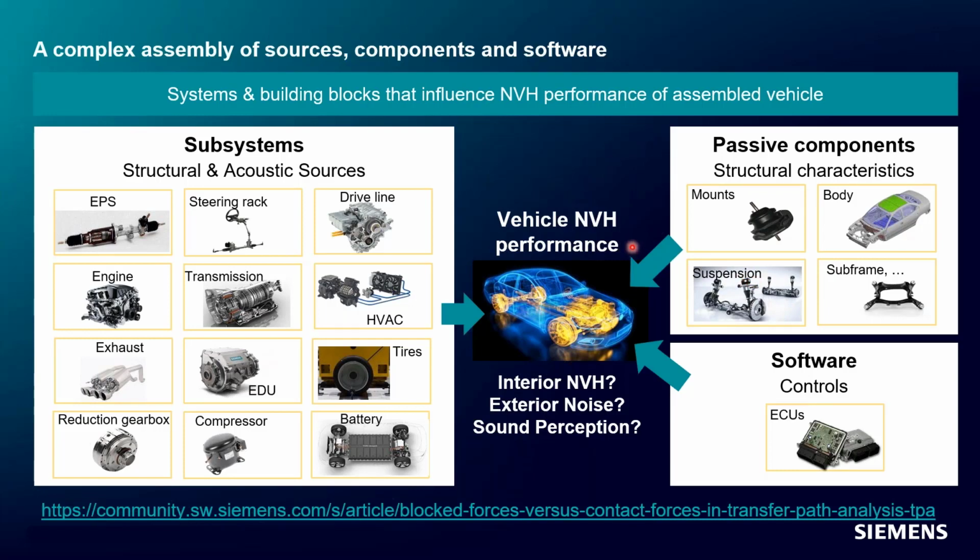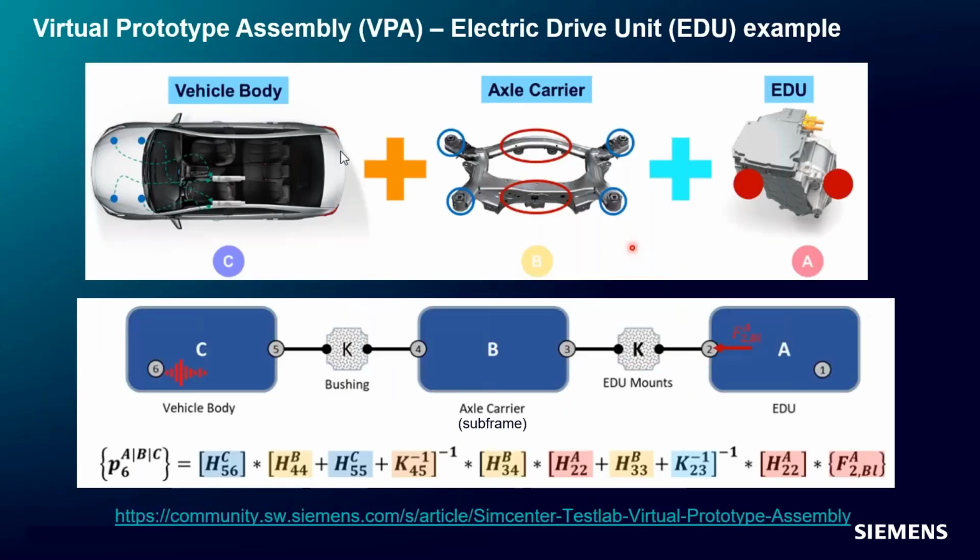To further emphasize this point about virtual prototype assembly, let's take an example of an electric drive unit. Say you want to mount an electric drive unit on a subframe or an axle carrier at these two mounting points, and this subframe is attached to the vehicle body at these four attachment points, like these blue circles here. And there are some receiver locations inside the vehicle, like the microphones inside the cabin.